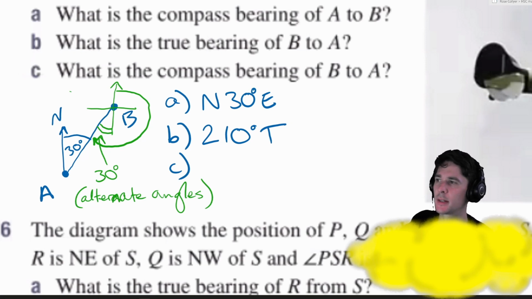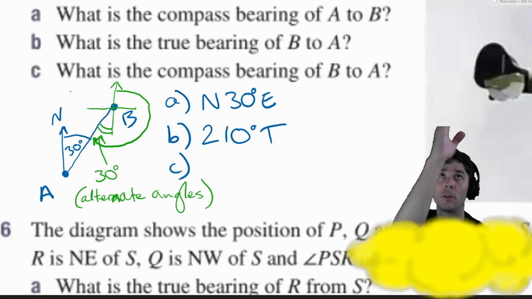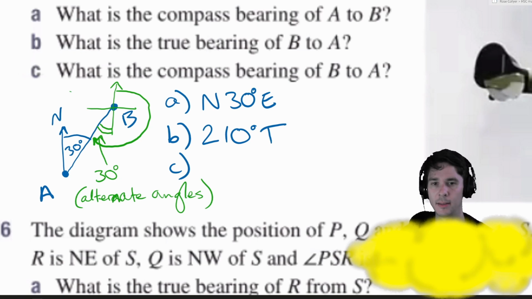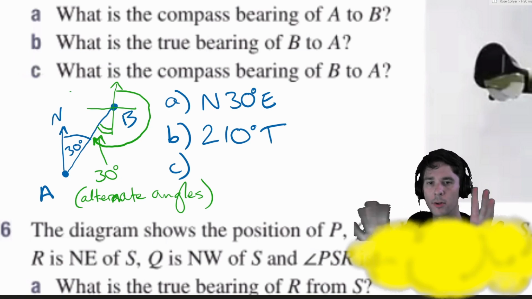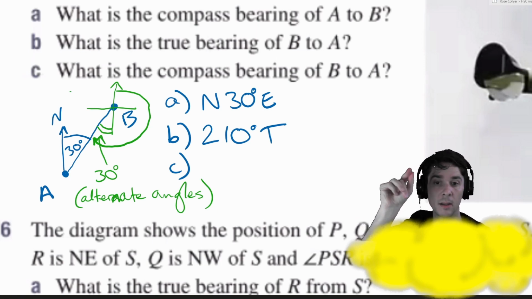And finally, what is the compass bearing? If you were facing north and you turned 30 degrees to the east, that would be like if you were at A and you were facing towards B. But the question's asking not the bearing of A to B. It's asking the bearing of B to A. Right? So you've got to think, where are you standing? You're not standing at A. You're standing at B, and you're trying to face towards A.